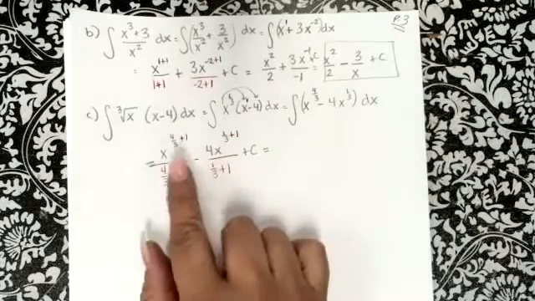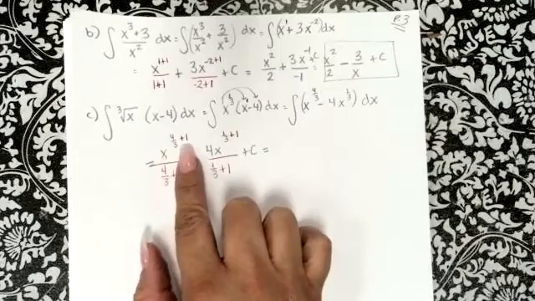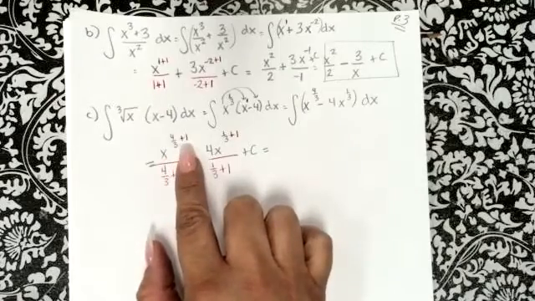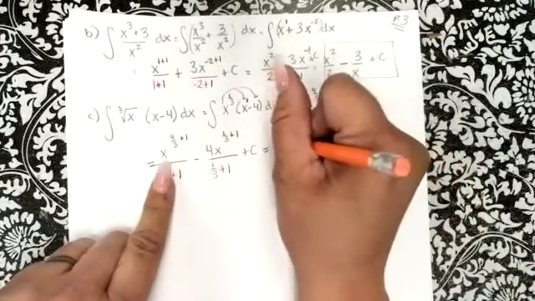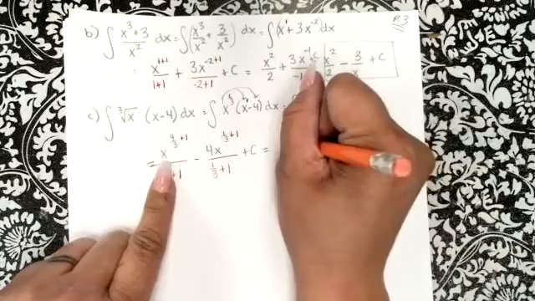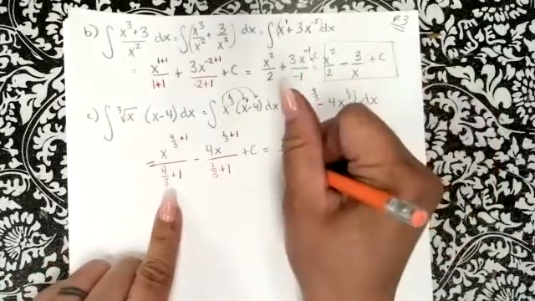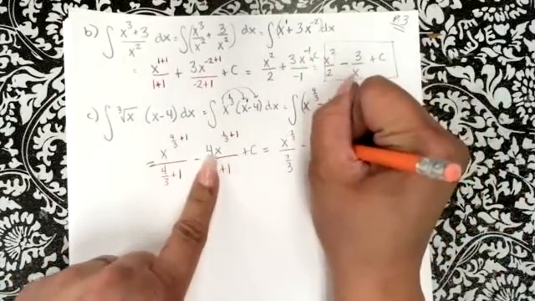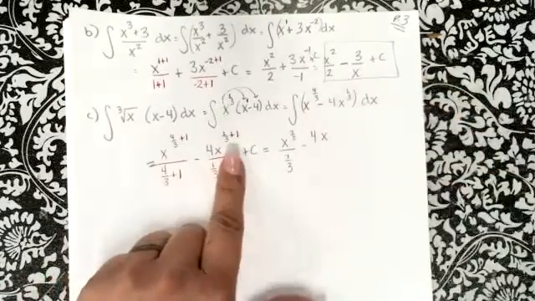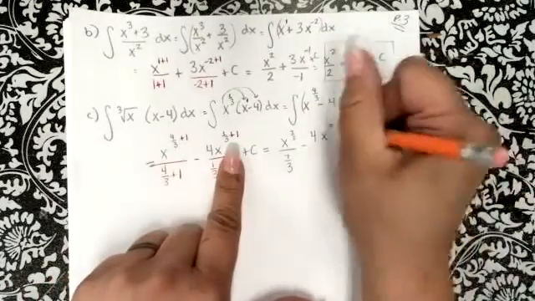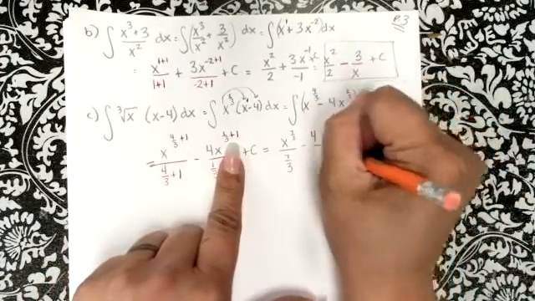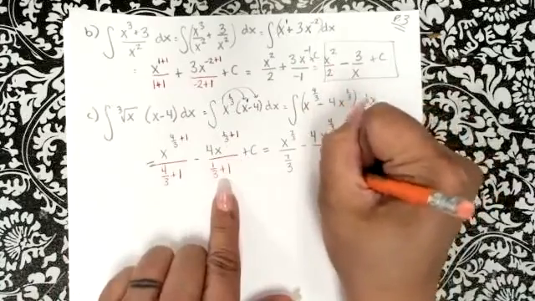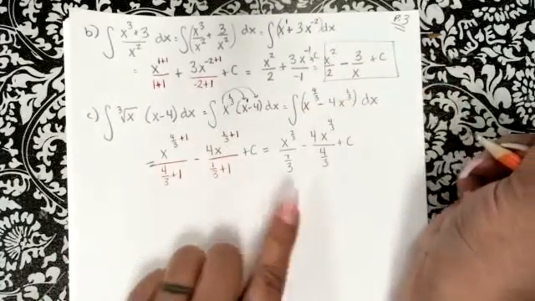Okay, so back to here. So right here, 4/3 plus 1 is 7/3. So this is going to be x to the 7/3. And then right here, that's actually going to be a 7/3 also, minus 4x. 1/3 plus 1 is 4/3. So that's going to be a 4/3 plus the constant.